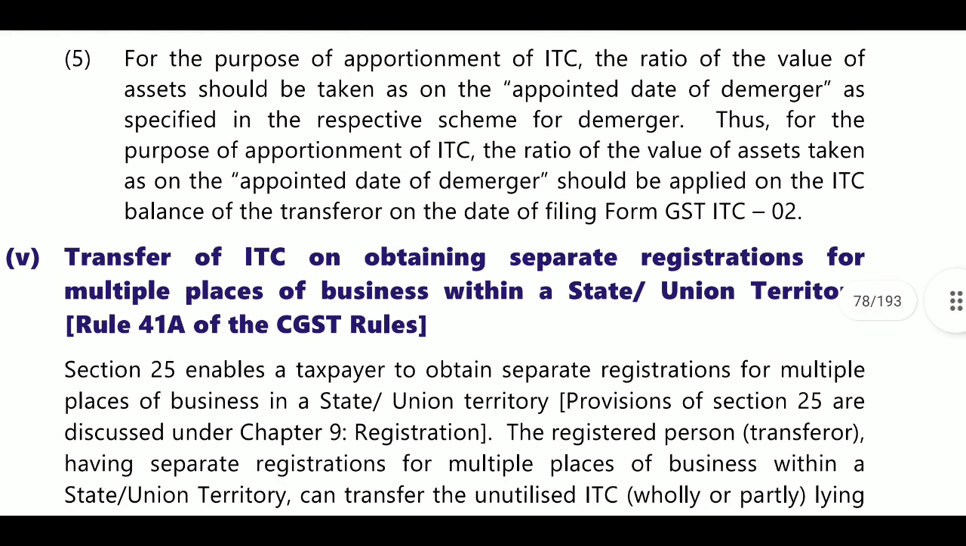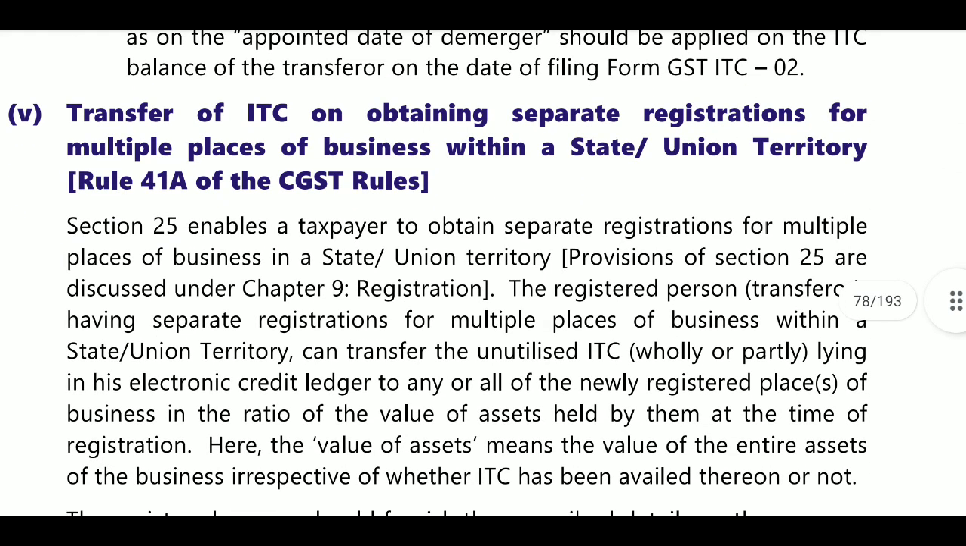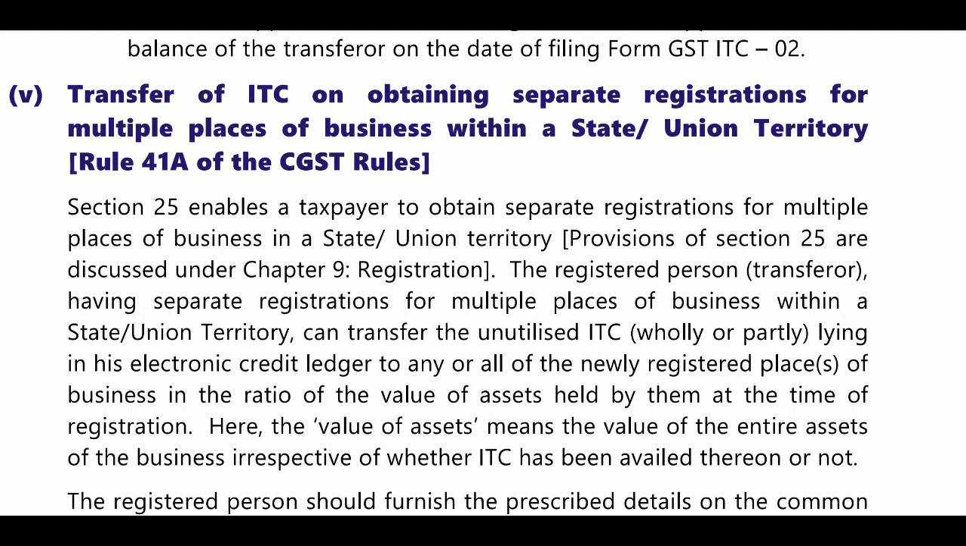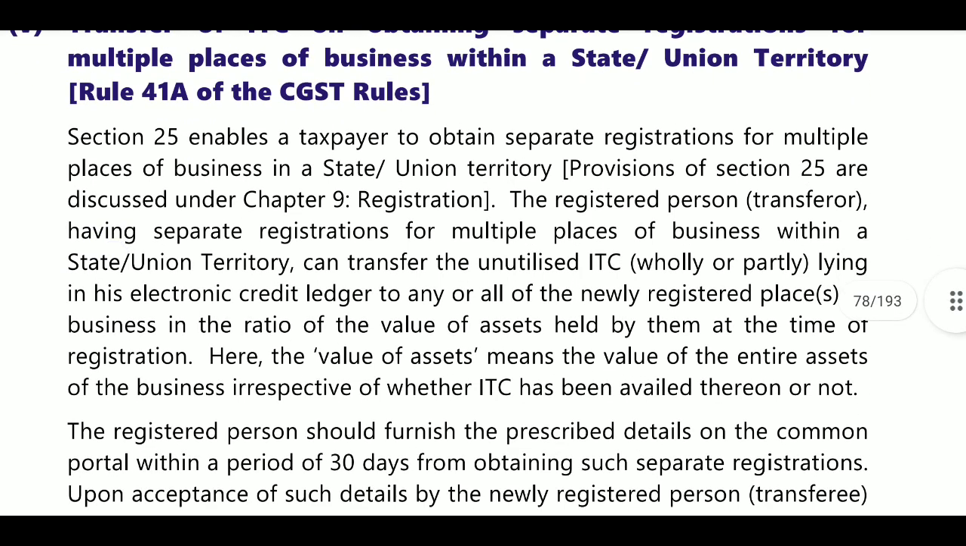Next, the case of transfer of ITC on obtaining separate registration for multiple places of business within a state or union territory. If you are transferring unutilized ITC and obtaining separate registration for multiple places, in the last case you saw the transfer of unutilized ITC on account of change in constitution. Now he is a person having one separate registration, and now he wants to distribute that amount to multiple places of business. Section 25 will be enabled.